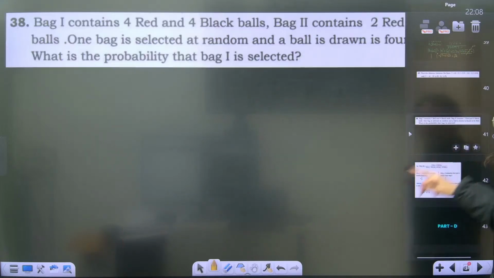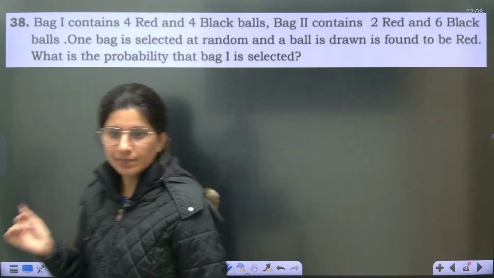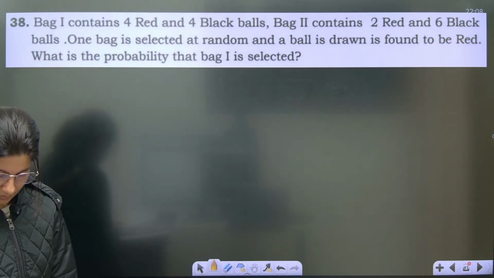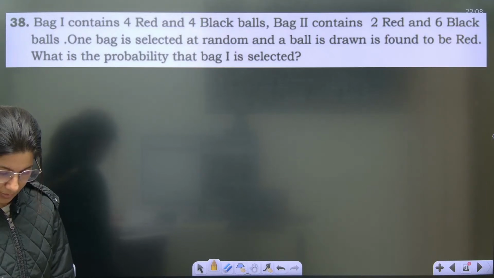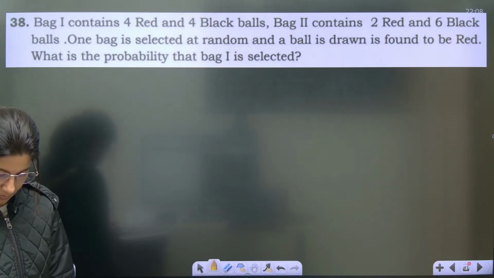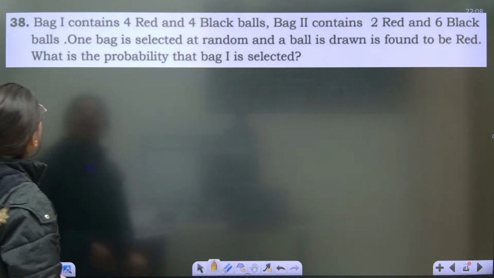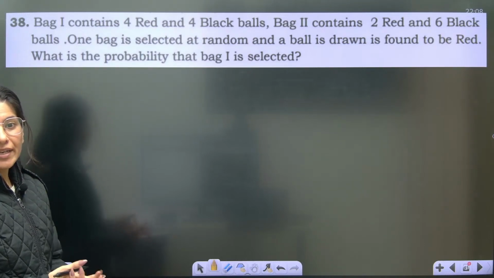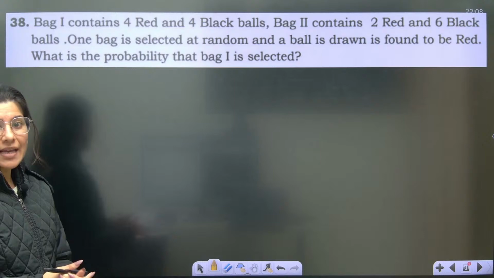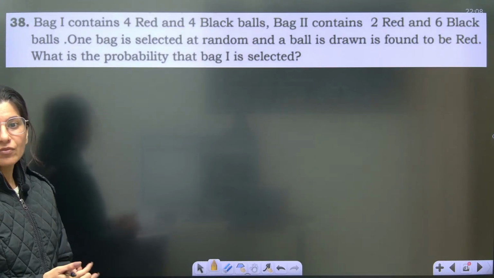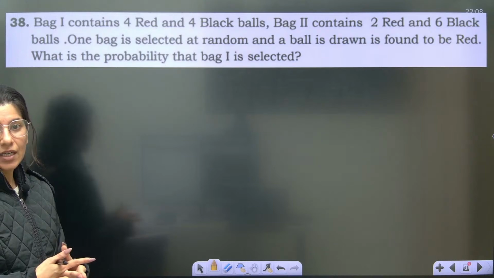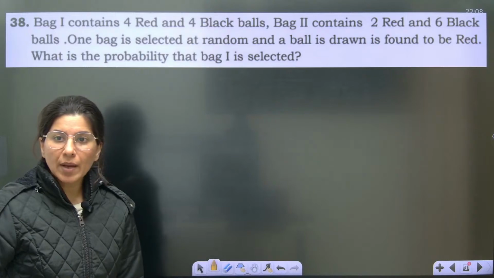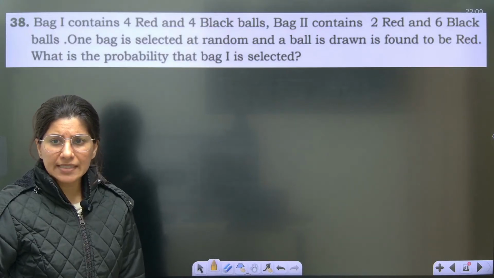Okay. Now there is one question from Bayes theorem. This question is from the Bayes theorem, which is: bag 1 contains 4 red and 4 black balls. Bag 2 contains 2 red and 6 black balls. One bag is selected at random and a ball is drawn and is found to be red. What is the probability that bag 1 is selected?